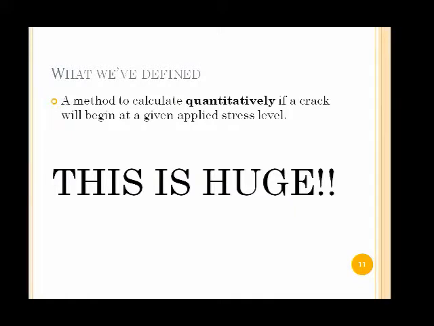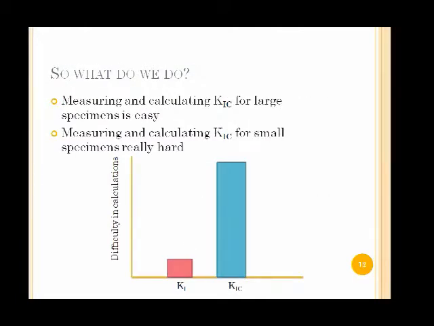And this is huge because if we have a concrete pavement, we can accurately determine how much stress is being applied to that pavement depending on what kind of vehicle is going over it. And if we know what our critical K1 value is, we calculate the given stress level. If that K1 is less than our critical, well, theoretically the pavement's not going to crack. So this is huge for determining or calculating pavement performance.